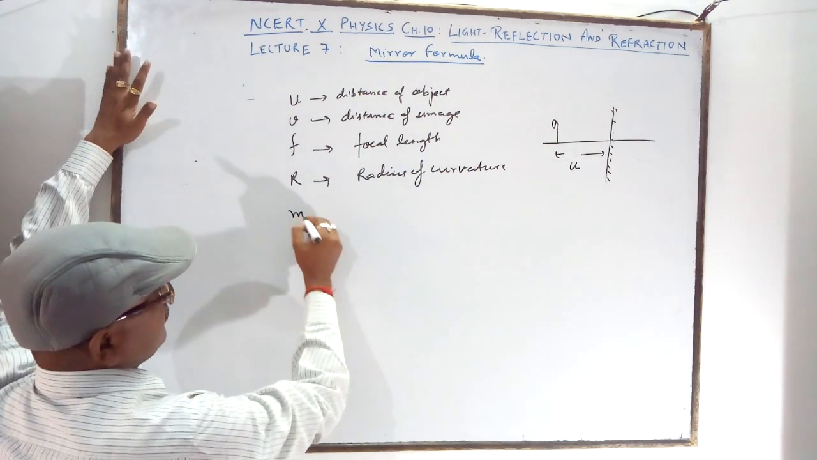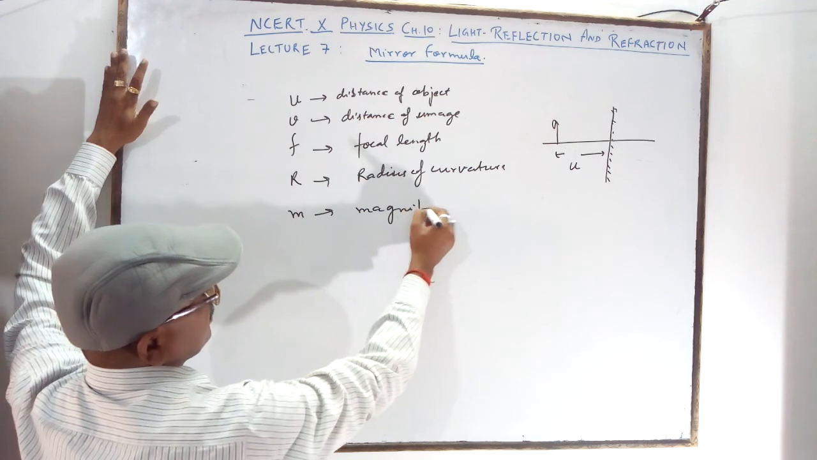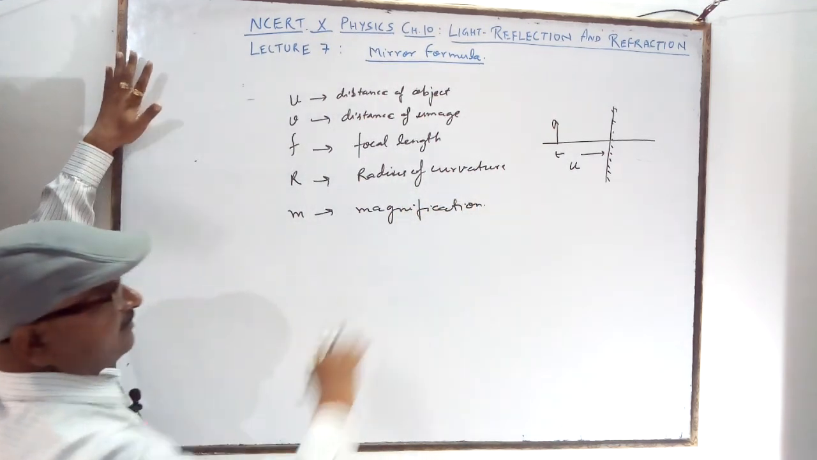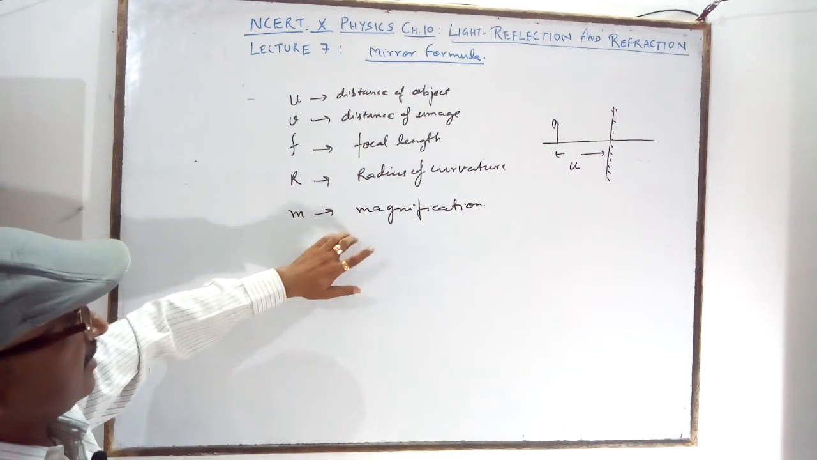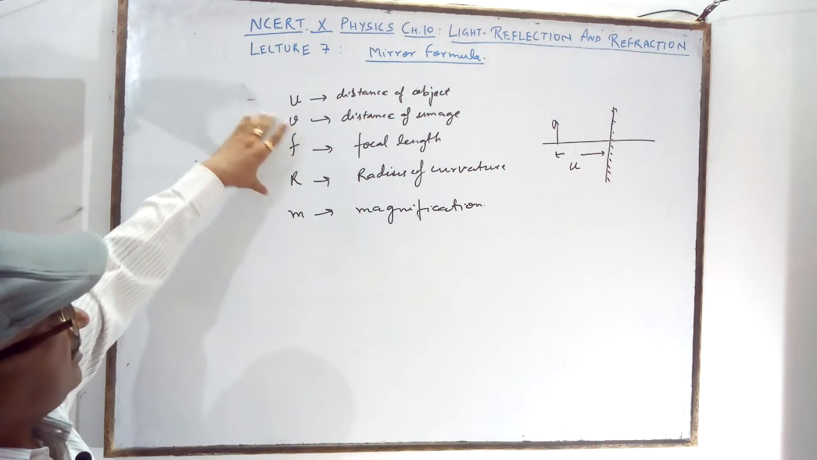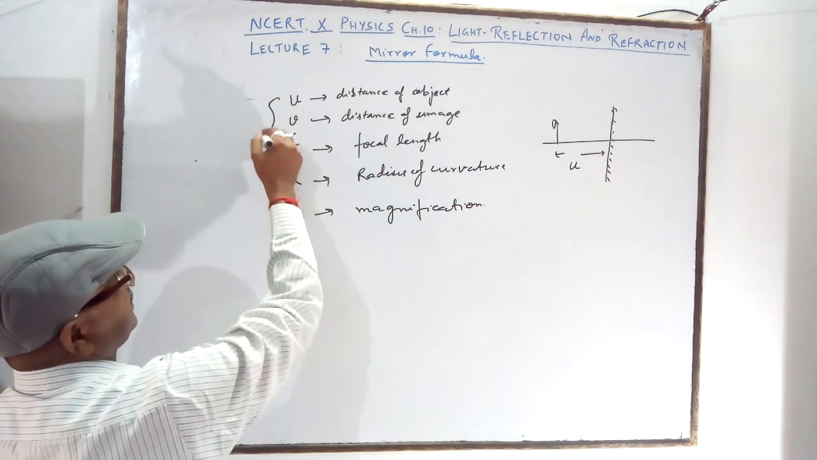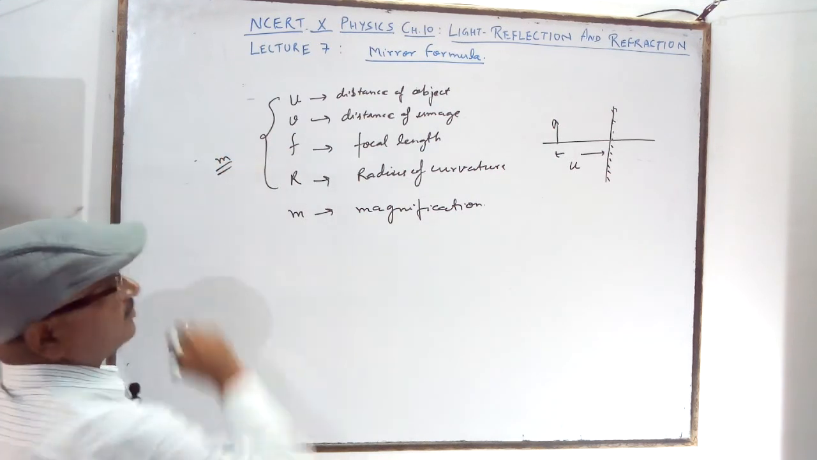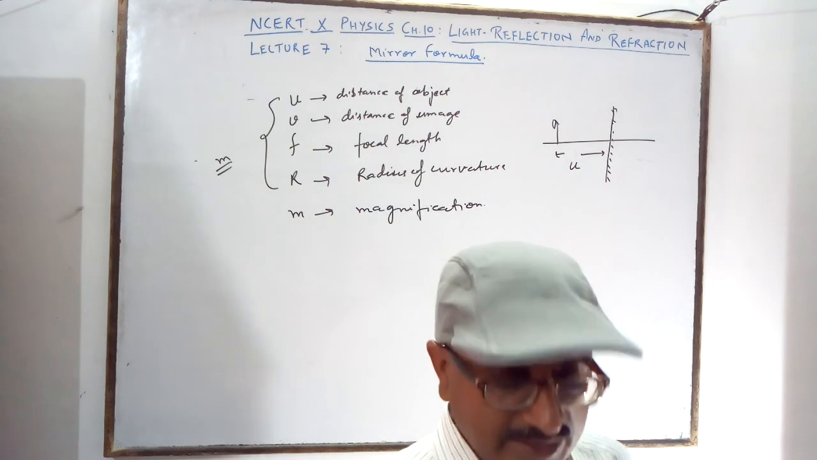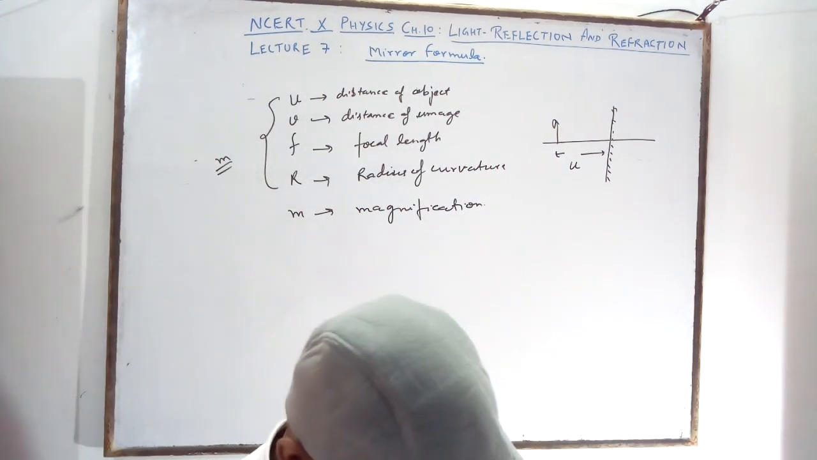M is magnification. M is called the magnification. What change the mirror is doing, that is calculated by M, and it has no unit. I will tell you, U, V, F and R all have the unit meter. Why is it meter? Because any distance, any length is always measured by the length formula, which has the SI unit meter.